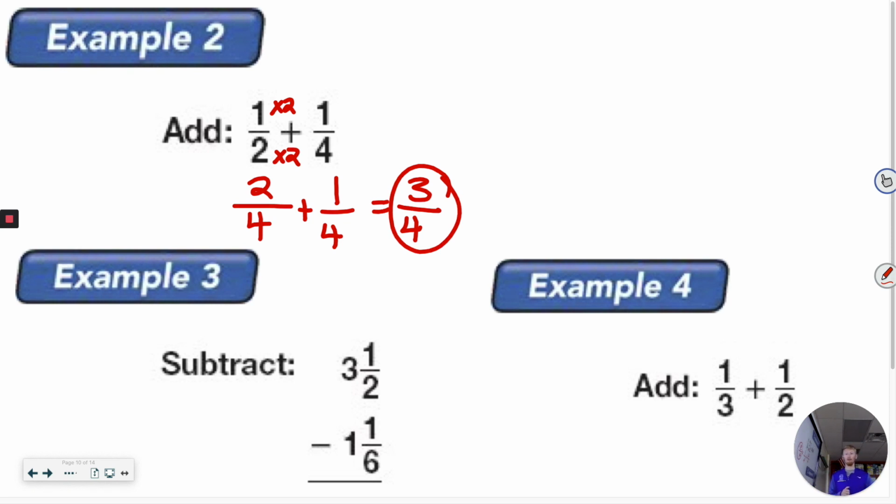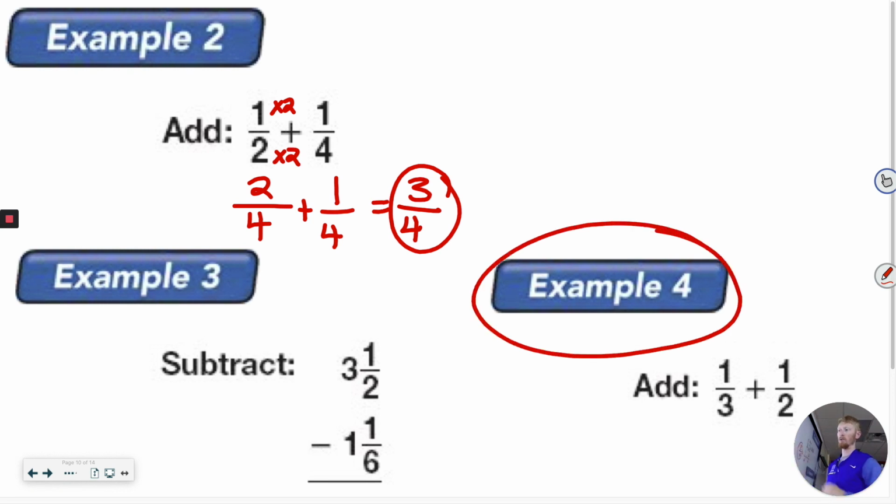All right? Go ahead, try example 4 on your own.